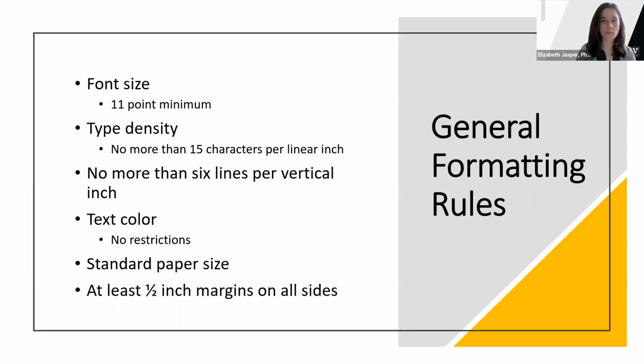And then the formatting rules are pretty much the same for all your attachments and your grants. So the font size is 11-point minimum. The type density is no more than 15 characters per inch, no more than 6 lines per vertical inch. There's no restriction on the color you can use, although they recommend using black or another high contrast text color so that they print well and they're legible to the largest audience. And then, of course, it's standard paper size and at least 1/2-inch margins on all sides. These instructions apply to research, career or K, training or T, fellowship or F grants, and multi-project grants as well.